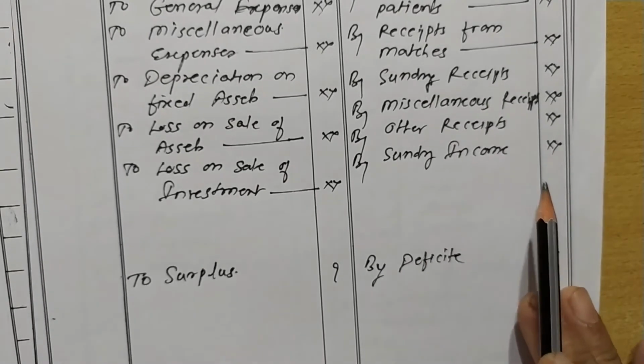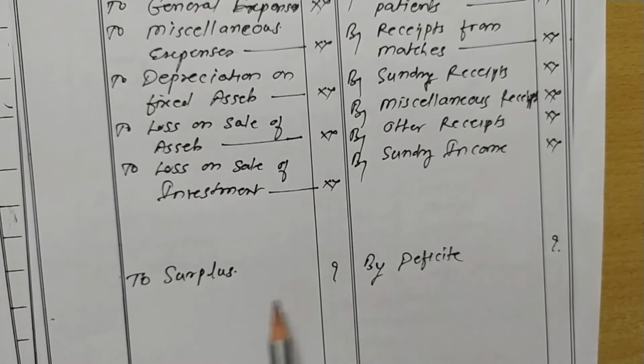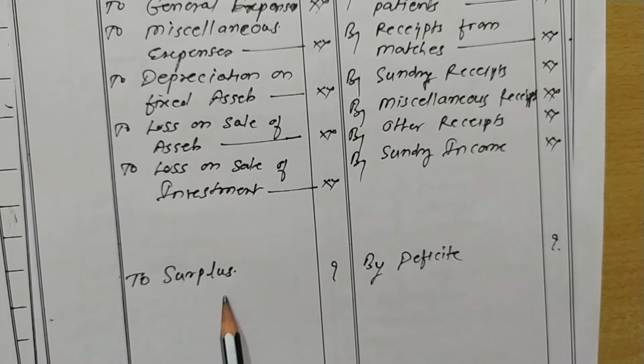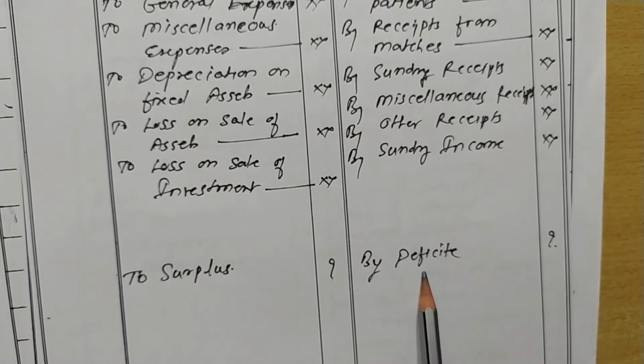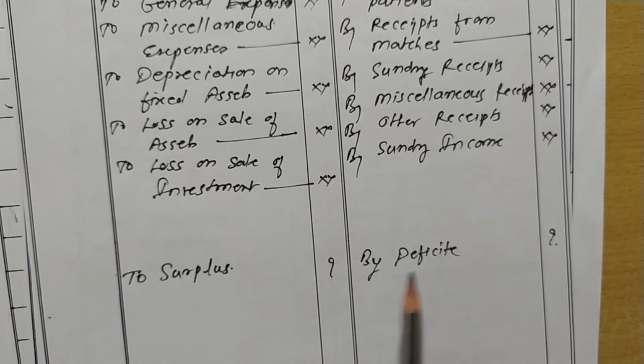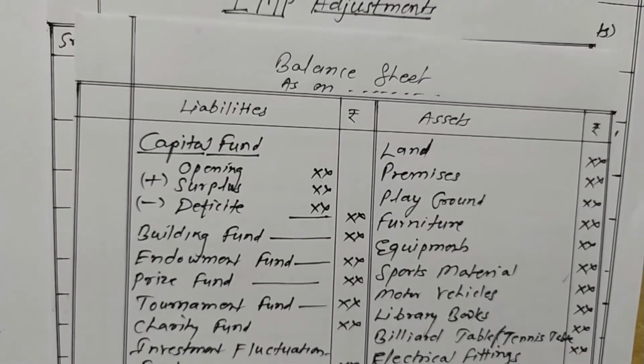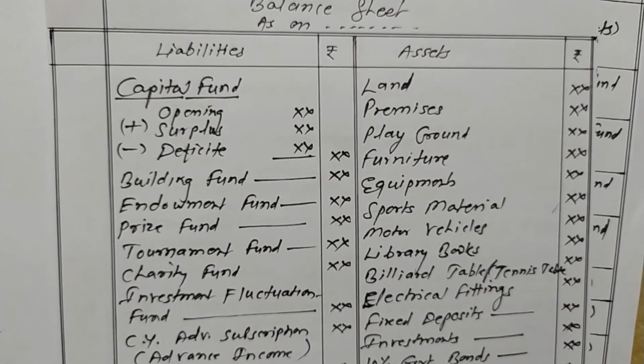And after closing this account, if the balance appears on the debit side, it's called a surplus. And if the balance appears on this side, it's called a deficit. Deficit means a loss, and surplus means a net profit. We name it as a surplus or a deficit. Now next is the balance sheet. The balance sheet is in the regular format.